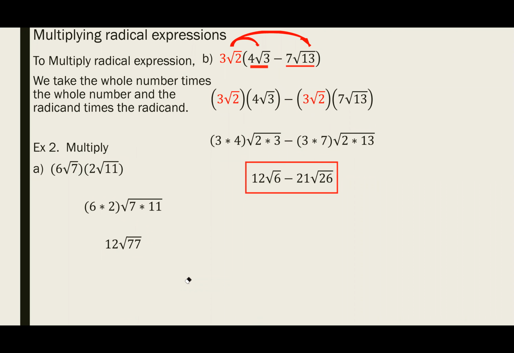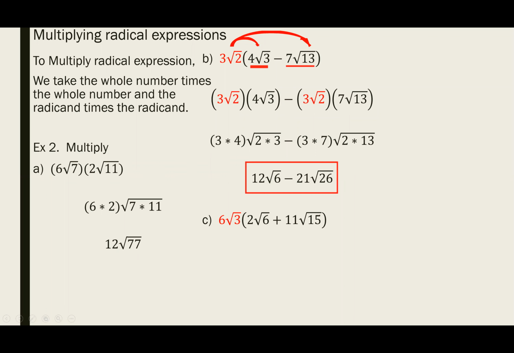Okay, so again, looking at this, as you can see, to multiply radicals, all you do is the constant times the constant, and the radicand, the number under the radical, times the number under the radical. Okay, so let's take a look at C.